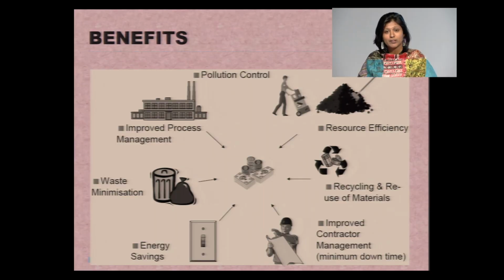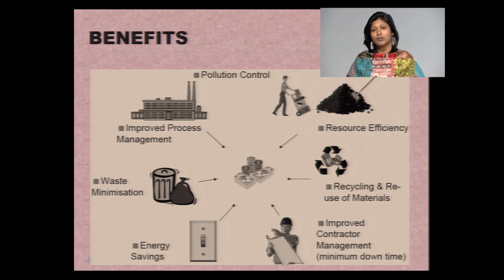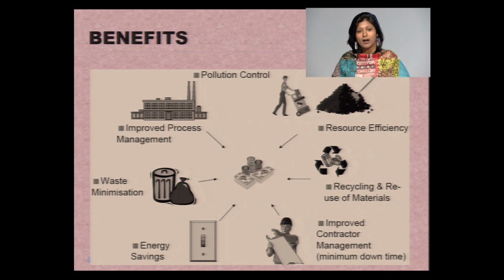As we discussed, starting from the waste minimization, improved process management. We have an improved process with which we are managing our processes. So there is a reduced use of raw material, again savings in the production. Then resource efficiency is involved. We are reducing, reusing, and also recycling the material, again an economic benefit to us.